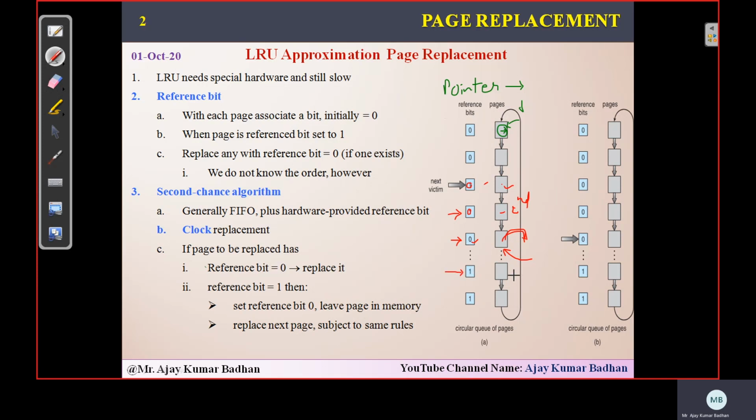So it will not remove it. It will give a second chance to this, and it will make this 0. Then it will move on. And remember, we are going to use a circular queue of pages for this particular approximation algorithm. For the second chance algorithm, whatever we are using for LRU, we will be using a circular queue, because once this is completed, again it will come back to the beginning.